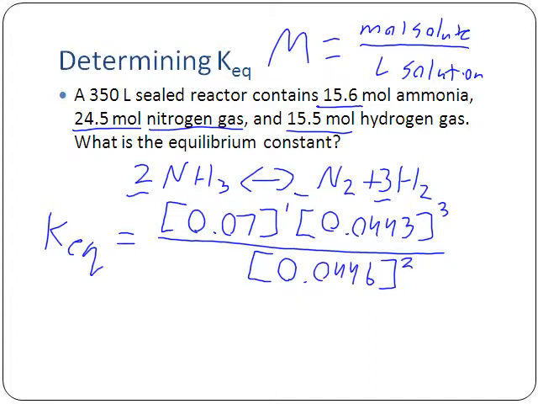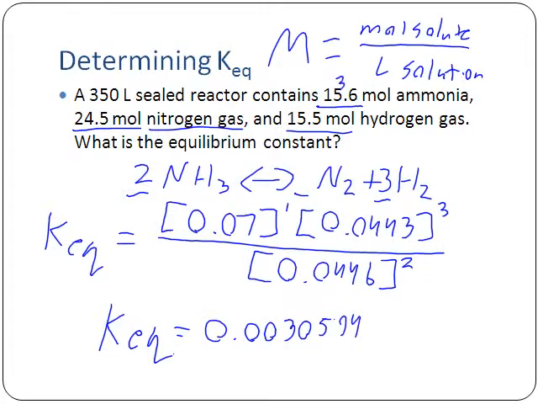Okay, now it's just a matter of doing the math. So KEQ would be 0.07 to the first power, times 0.0443 to the third power, divided by 0.0446 squared. And in doing that, I get 0.003594.